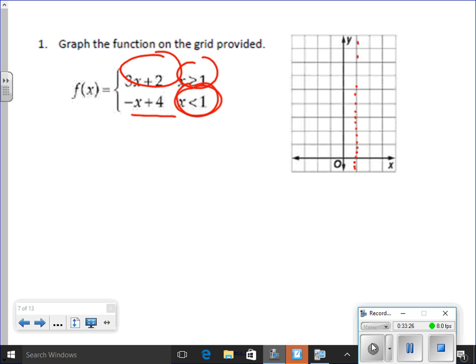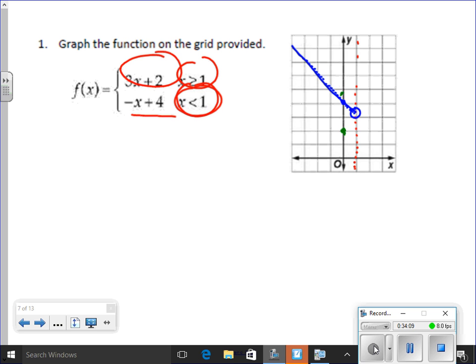So let's start out with the less than 1, negative x plus 4. It's going to have a y-intercept of 4, and it's going to have a negative slope, a negative 1 slope. So it's going to do something like this until it gets to that point where the wall is. Then from there on, it's going to be 3x plus 2. So a slope of 3 with a y-intercept of plus 2, it would hit right here if it was long enough.